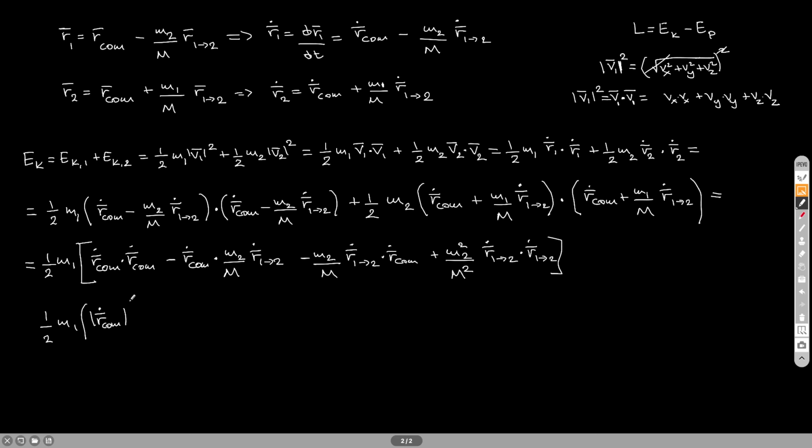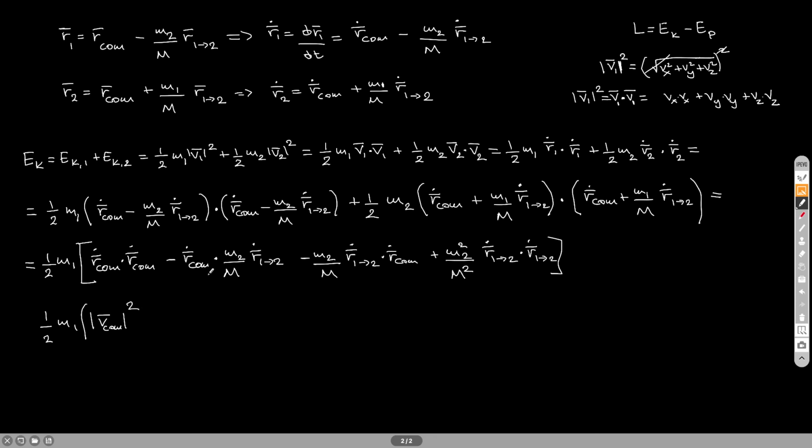Well, just to make things easier to understand here, since this is the time derivative of the position vector of the center of mass, this is really v of the center of mass, and that is squared.